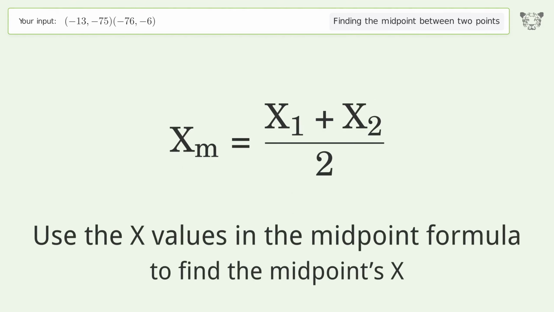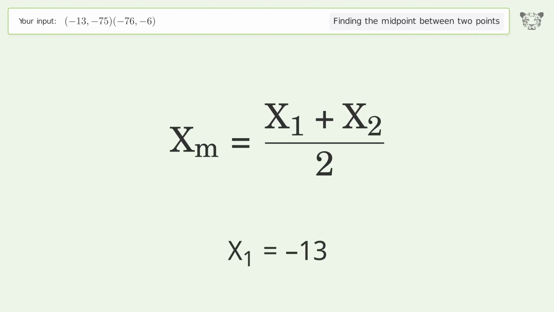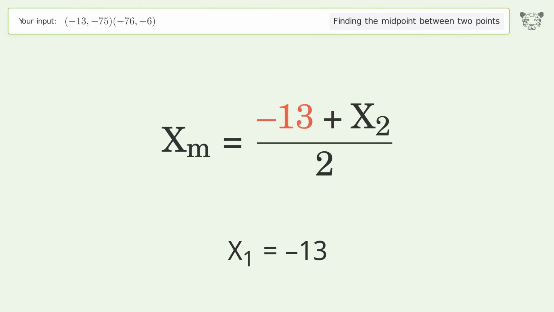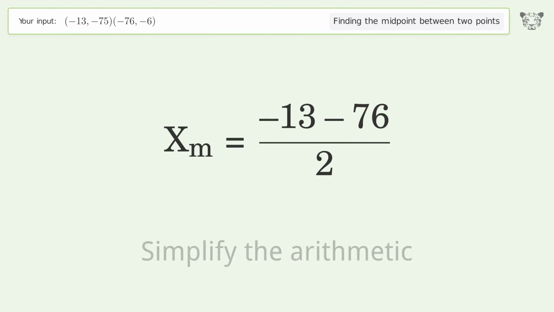Use the x values in the midpoint formula to find the midpoint's x. x1 equals -13. x2 equals -76. Simplify the arithmetic.